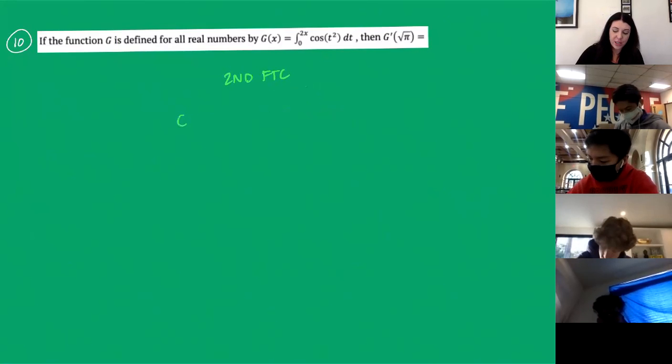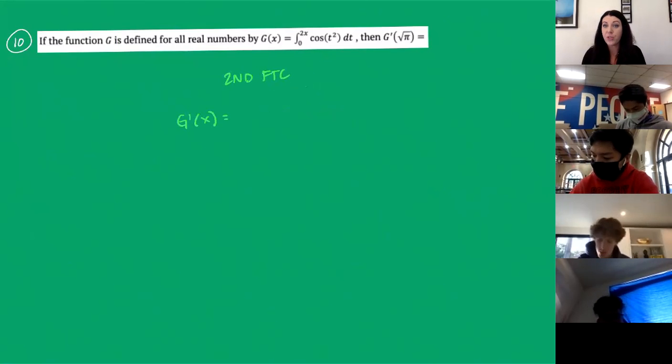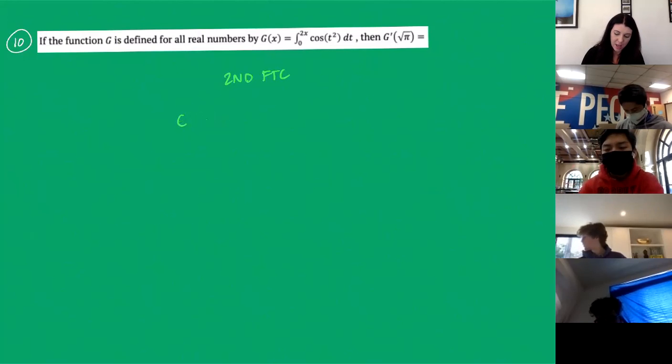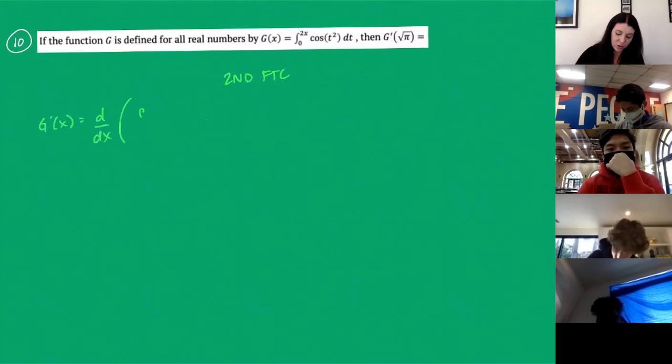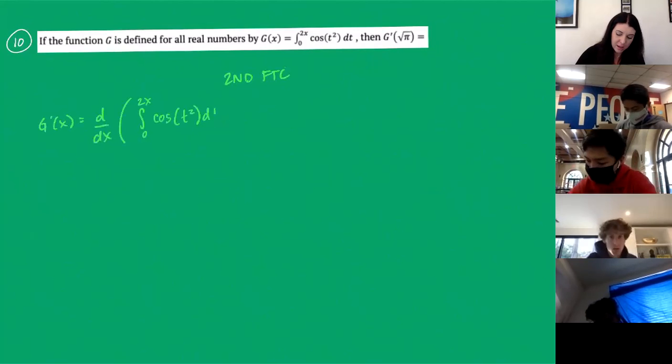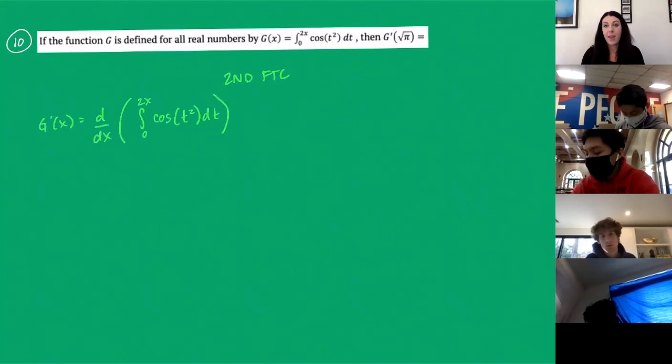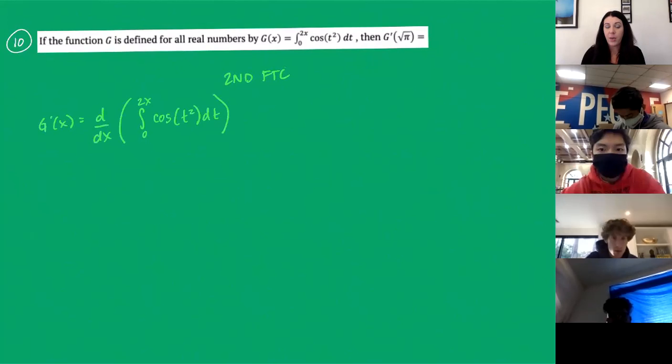What it wants us to do first is to find G prime of x, right? Eventually it wants us to find G prime of square root of pi, but we're going to first find G prime of x. Let me move this over to the left a little bit actually. G prime of x means we're going to do the derivative with respect to x of this integral, 0 to 2x of cosine of t squared dt. If you write this first step, it should make it more obvious that that's second FTC, right? You're taking a derivative of an integral. Does anyone know how we approach this? Does anyone remember?